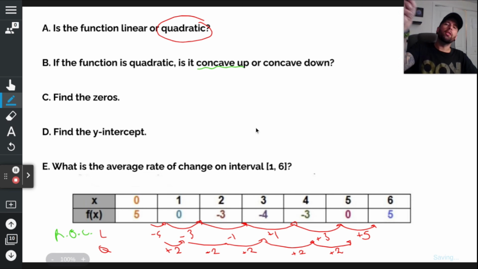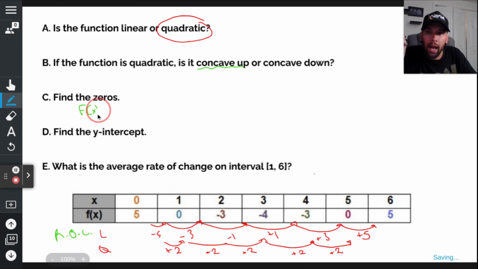Find the zeros. The zeros are when my graph crosses the x-axis, which means my zeros exist when my y, or f of x, is 0. My f of x is 0 when x is 1, and my f of x is 0 when x is 5. Similarly but opposite, my y-intercept occurs when x is 0. So when is x 0? Only once. When f of x is 5.